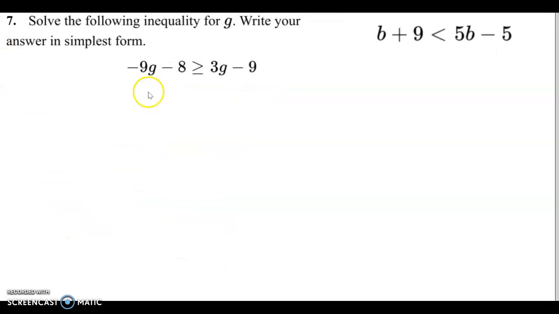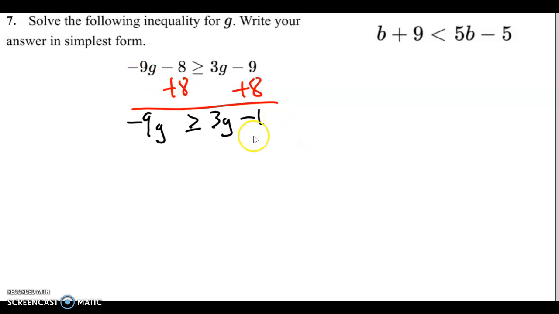Okay, so we've got negative 9g minus 8 is greater than or equal to 3g minus 9. We're going to do the opposite. We'll move the numbers to the right. We're going to add 8 on both sides. Negative 9 and positive 8, that's going to get us a negative 1. We'll bring down the 3g, bring down the negative 9g. Move the letters to the left. Subtract 3g. Make sure you always do the opposite.